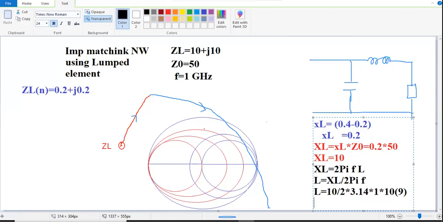Now you just do it and give me the final answer. L equals to how much? 1.59 Henry. Nano Henry or micro Henry? Nano. The power is 9, so it must be nano. It will not be micro. Nano means 10 to the power minus 9. Micro means 10 to the power minus 6. So it will be 10 to the power minus 9, nano Henry.